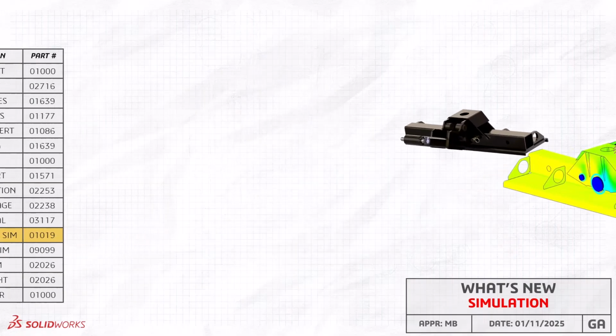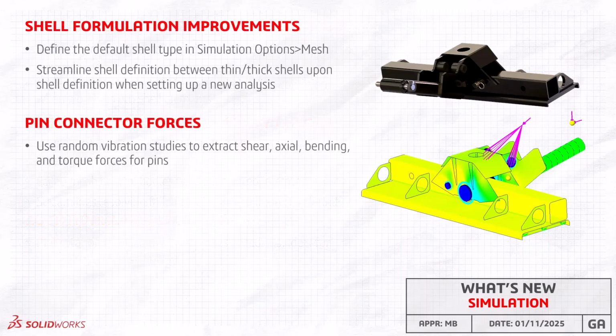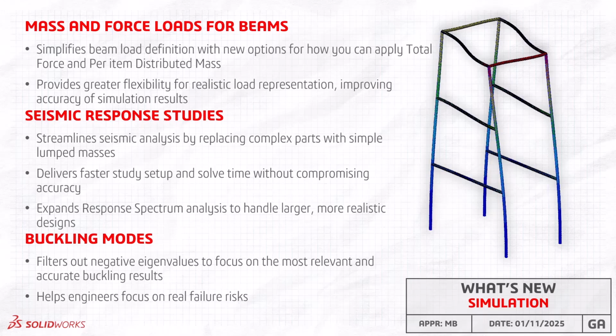SOLIDWORKS Simulation 2026 gives engineers the ability to apply distributed remote loads on shell edges, utilize a new UI for validity checks, plot rotation displacement in radians or degrees, define the default shell type, use random vibration studies to extract forces for pins, apply total forces across beams, run quicker seismic studies, and filter out negative buckling modes.